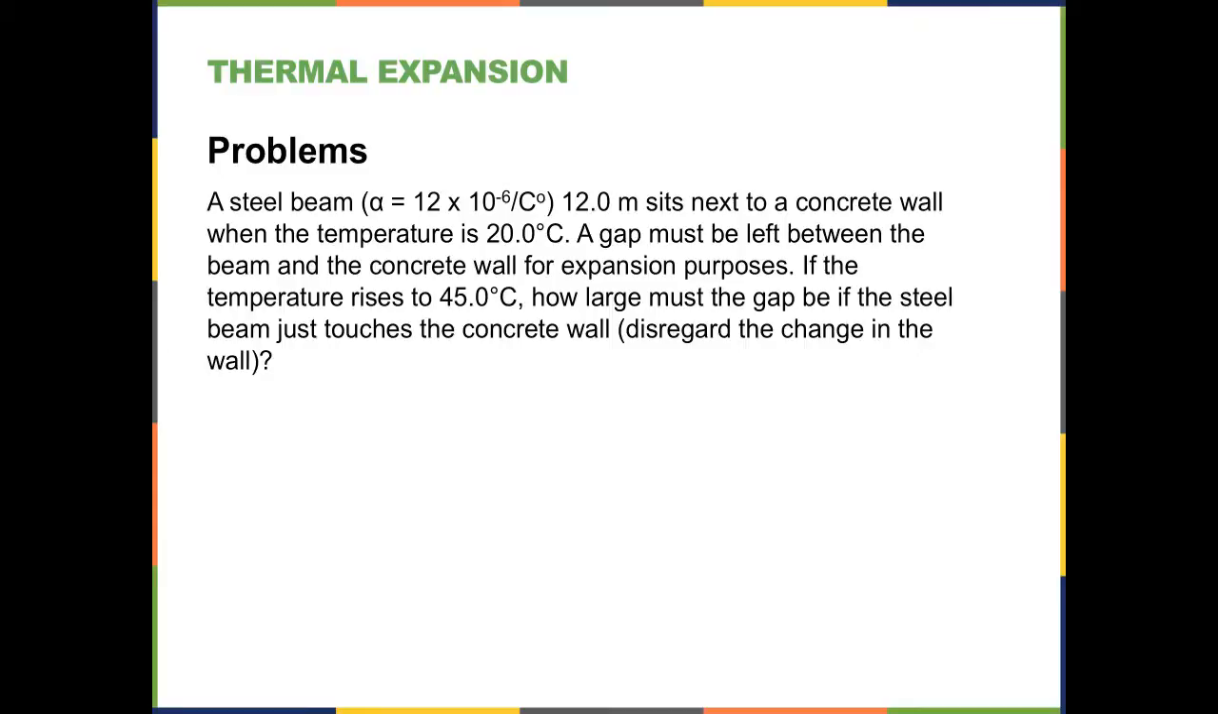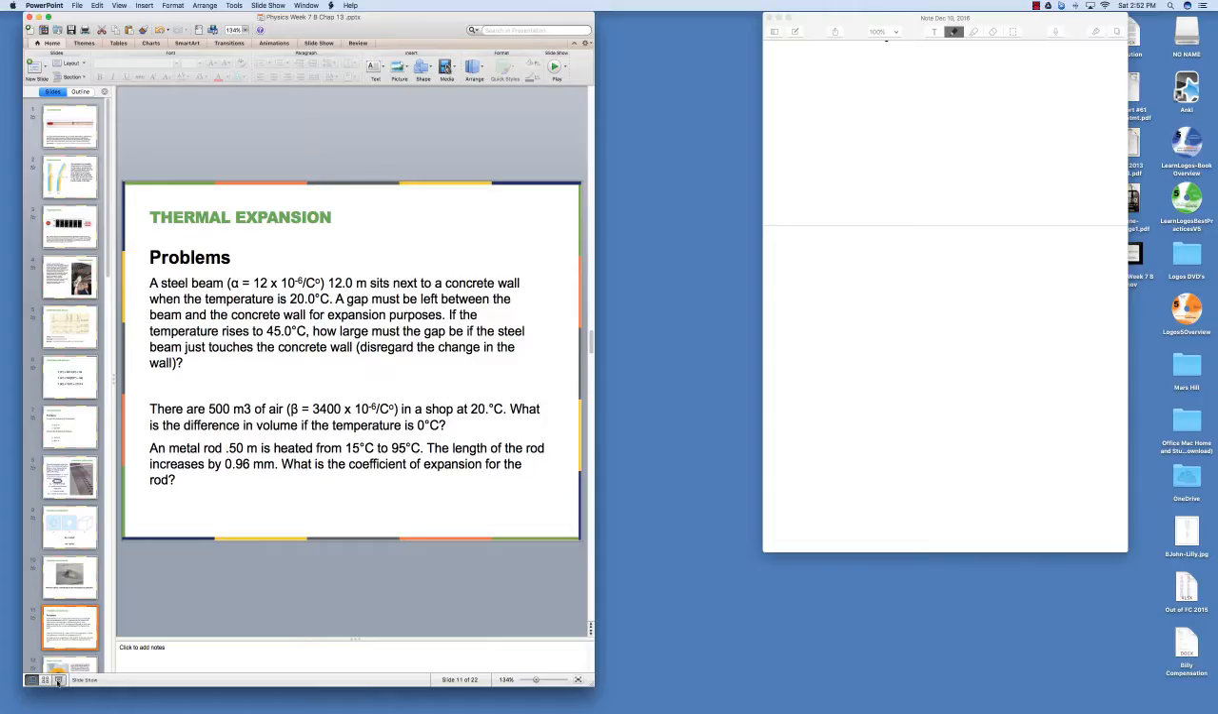Now, for the purposes of this problem, we're going to disregard the potential expansion of the wall itself. Although you could have a linear expansion for the wall and a length of the wall as well. But for the purposes of this problem, we're not going to do that. So let's take a look at how we would go about doing this.